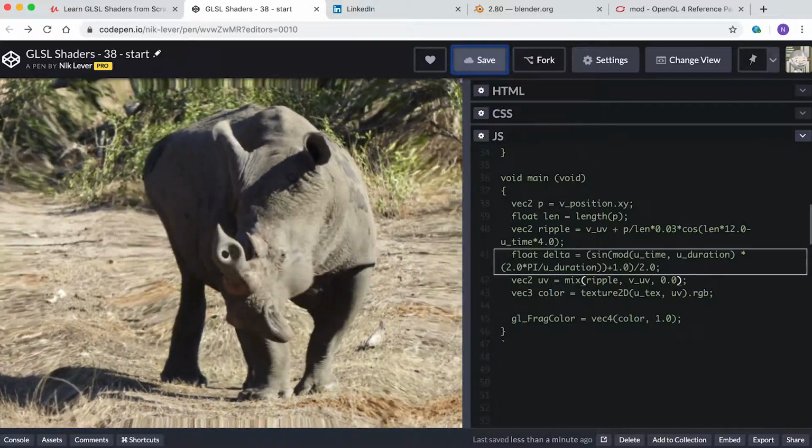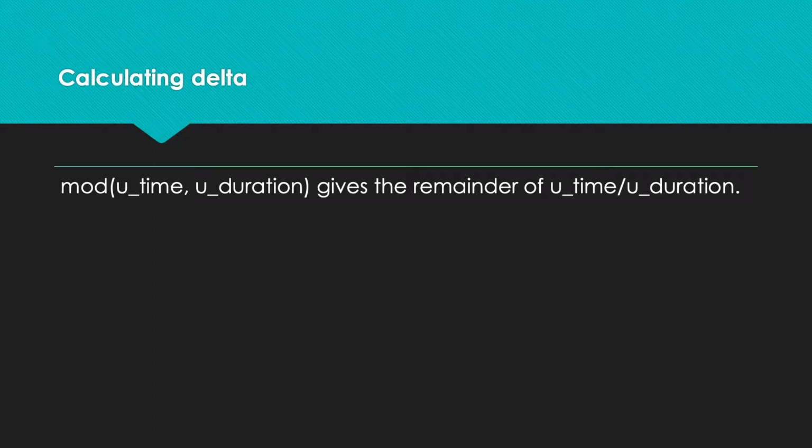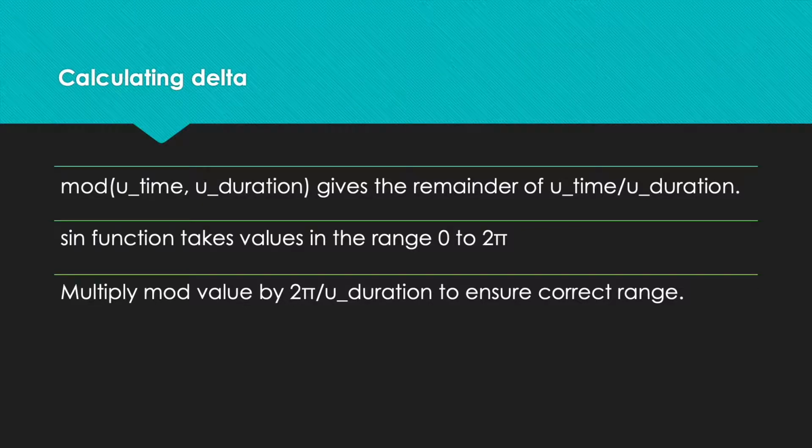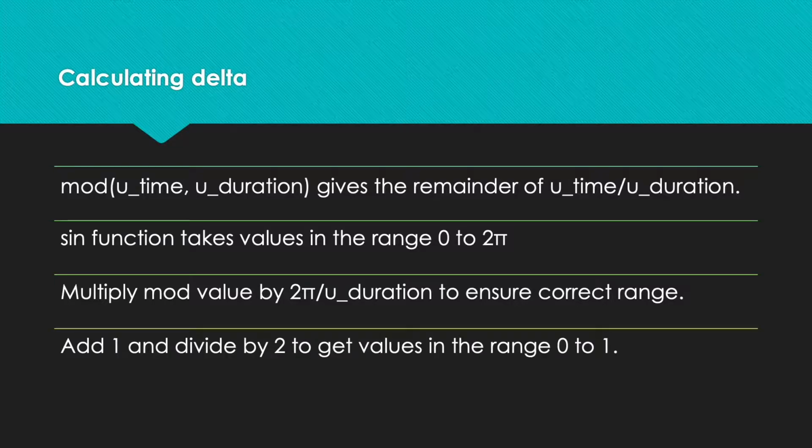Take a look at how we generate the delta value. We first get the remainder of the value of uTime divided by uDuration using the mod function. This will be a value between 0 and uDuration. Remember that the sine function takes values in the range 0 to 2 pi. So we multiply this value by 2 pi divided by uDuration to ensure we are in that range. The result of the sine method will be a value between -1 and 1. We add 1 to this and divide by 2 to move to 0 to 1 as the possible values.